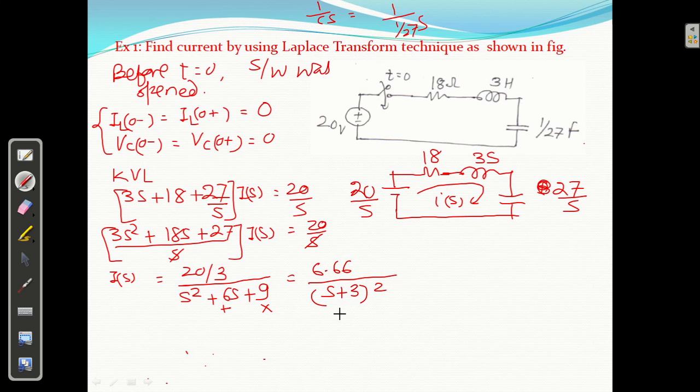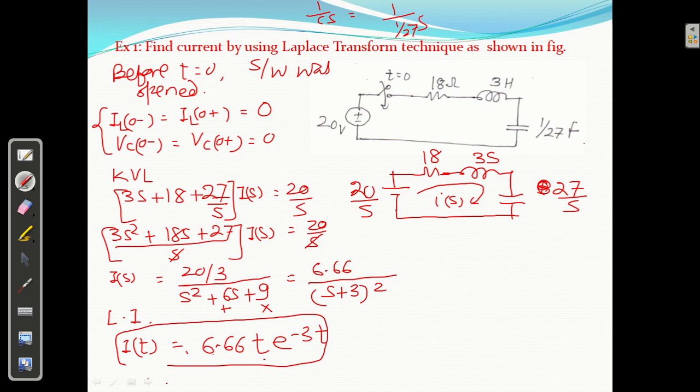So if you take the Laplace inverse, you will get I(t) equal to 6.66, it is S plus 3, so e raised to minus 3t, and since it is S square, the Laplace transform of t is 1 by S square, so t. So that is the answer I am getting. You will observe this technique is very simple.